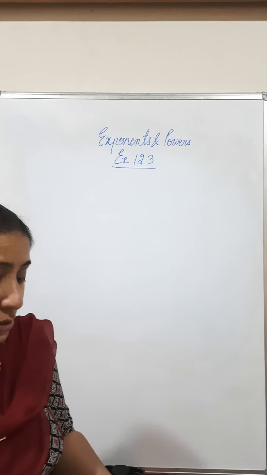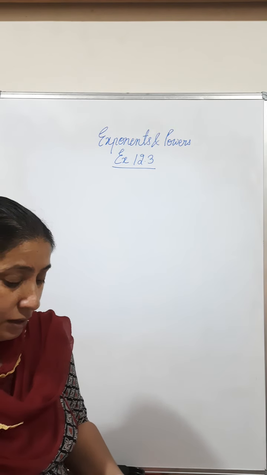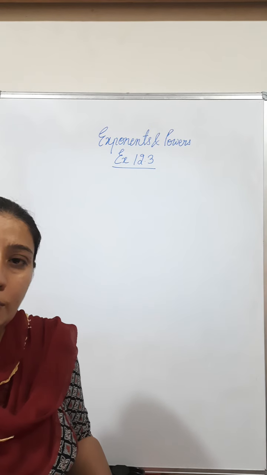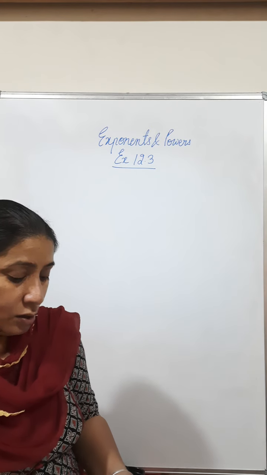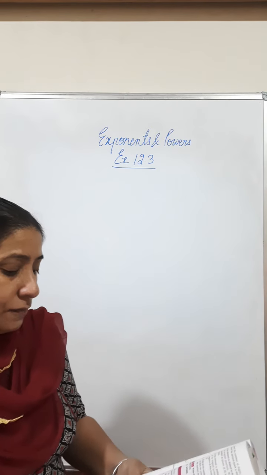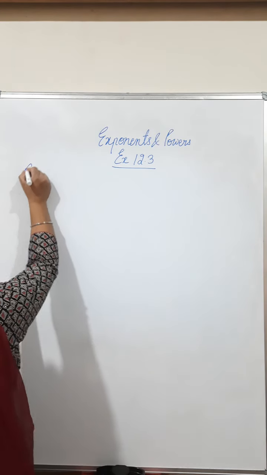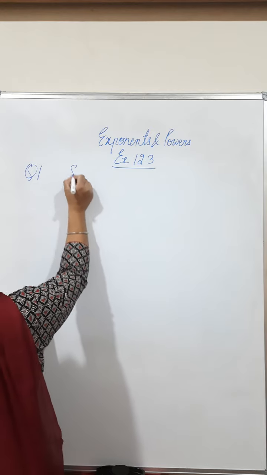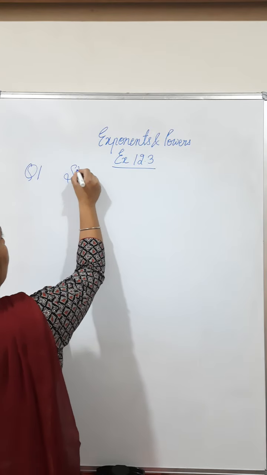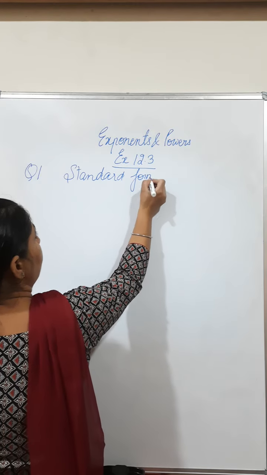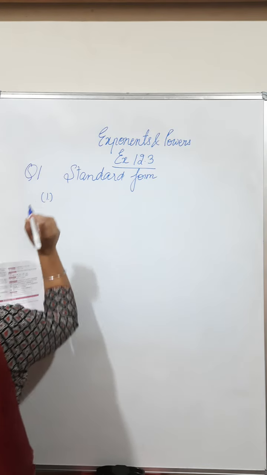Today beta we are going to start with exercise 12.3 in which we will learn how to write a number in standard form or scientific form. So the first question is: write the following numbers in the standard form. So in question number 1 we are going to write it in the standard form. So in standard form beta, just see.